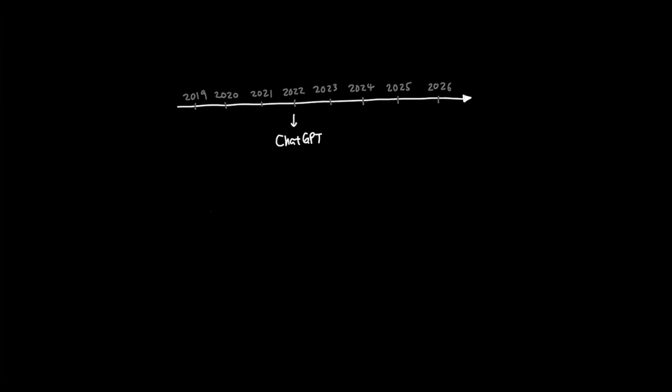Since ChatGPT was released in 2022, up to around early 2024, most of the AI industry focused on prompt engineering. But around 2024, something fundamental changed. We no longer focused on prompt engineering, but the entire industry shifted to what's called context engineering instead.